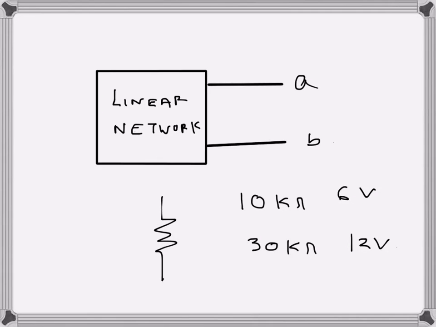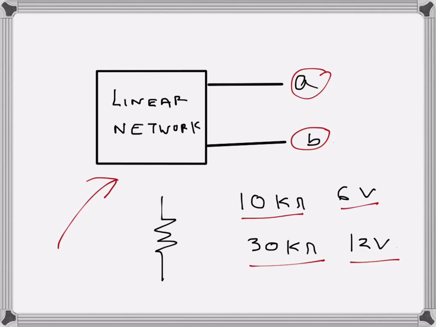A two-terminal linear network is given. The two terminals are A and B, and when a resistance R of 10 kilo ohms is connected to this terminal, the measured voltage across AB, VAB, is 6 volts. And when the value of the resistance is 30 kilo ohms, the voltage AB is 12 volts. So we have been given these two pieces of information. Now we need to find the Thevenin's equivalent of this network.